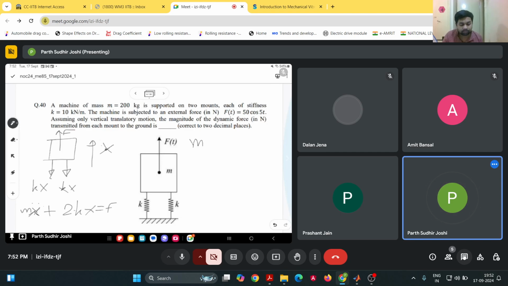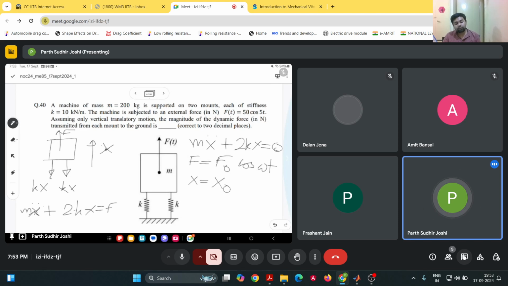So the free vibration response we can find out using this differential equation: m x double dot plus 2kx equal to 0. The solution to this will be the complementary function or the free vibration response. And then, because f is, let us say, f naught cos omega t, the steady state response will mirror this.